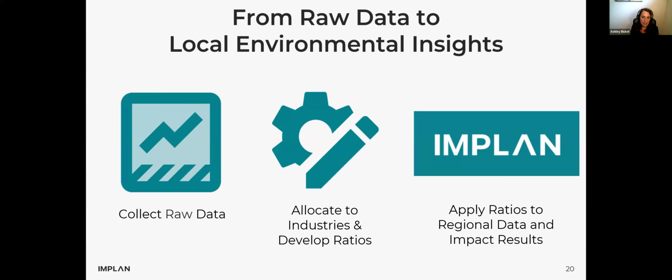So as I mentioned previously, the units per dollar of output ratio is a critical bridge between the economic data and the environmental outcomes. And when it's paired with regional data available in IMPLAN, it transforms these national trends into local insights.